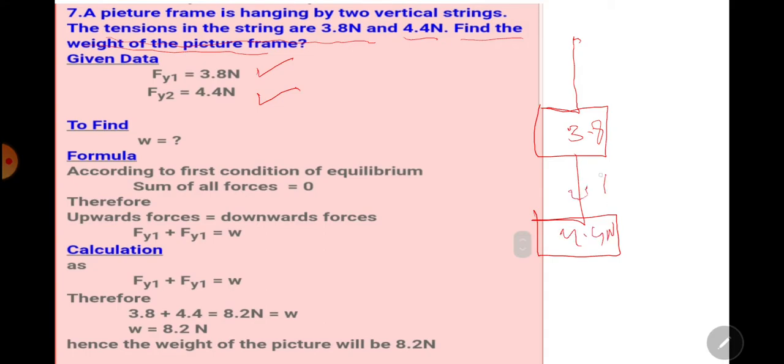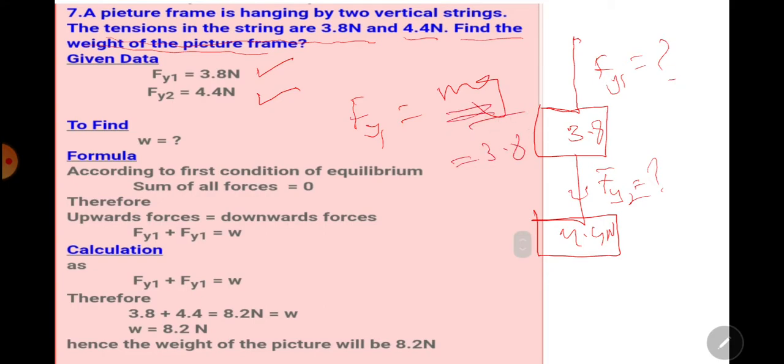Here is the Fy2 component, here is the Fy1 component. So Fy1 is equal to mg, this is 3.8 Newton. This mg is equal to this. According to the first condition of equilibrium, the sum of forces must be equal to 0. Upward force is equal to downward force. The first condition states that the summation of forces acting horizontally or vertically will be equal to 0.